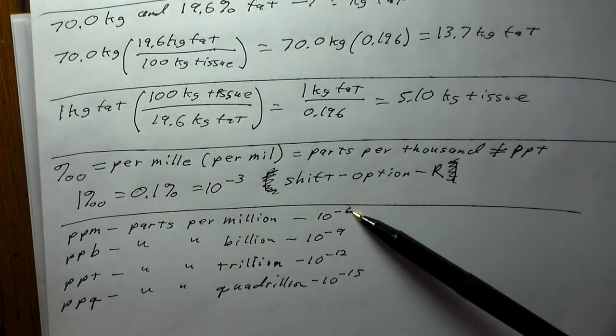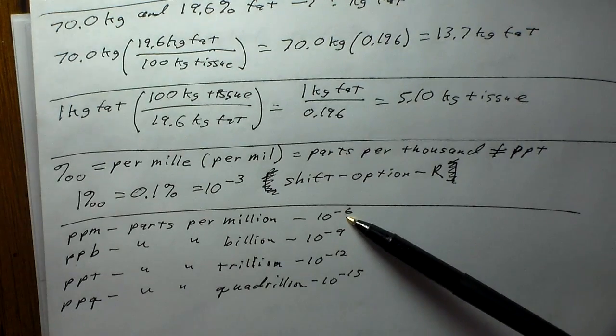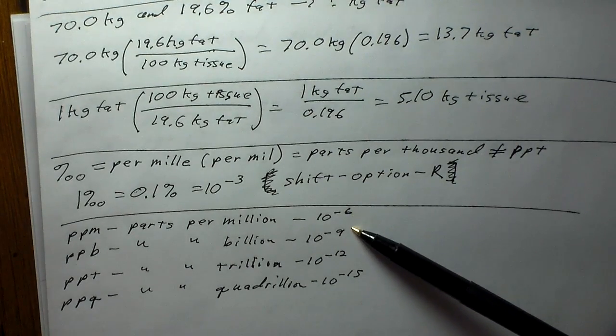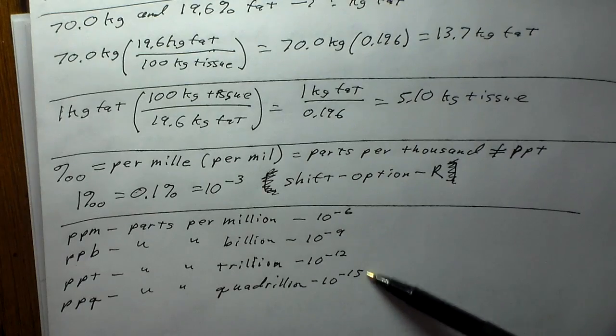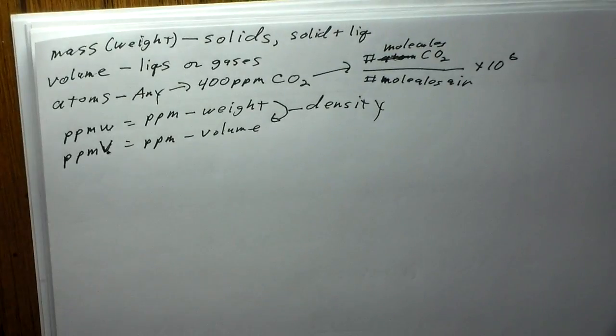All right. So again, if you're dealing with parts per million, parts per billion, parts per trillion, quadrillion, then when you figure out the fractions, you multiply that by 10 to the 6th, 9th, 12th, or 15th, depending on what you actually need.